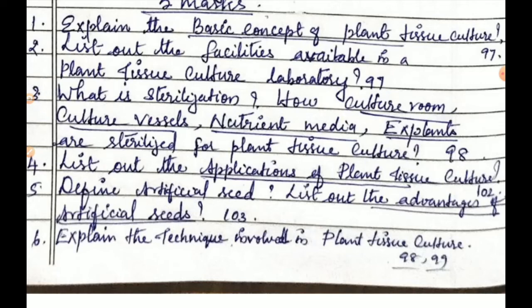Close the bracket. The next question is, define artificial seed and list out the advantages of artificial seed. Page number 103. The artificial seed definition you have already studied, on page number 102. Artificial seed, otherwise called synthetic seed, is produced by using embryoids obtained through in vitro culture. Then the advantages of artificial seeds are given in page number 103.